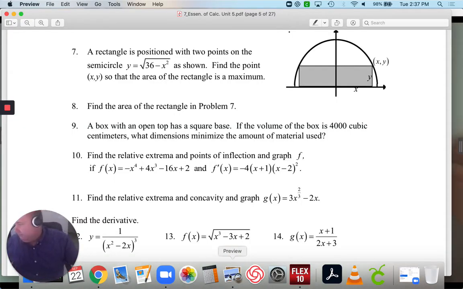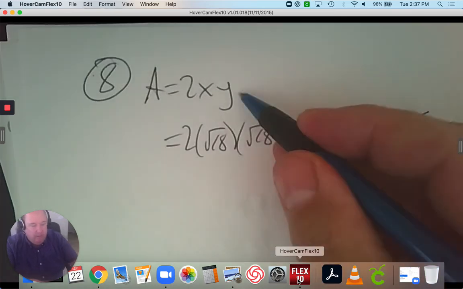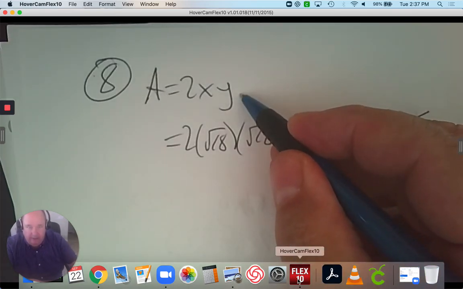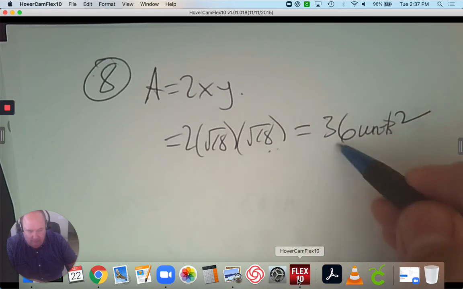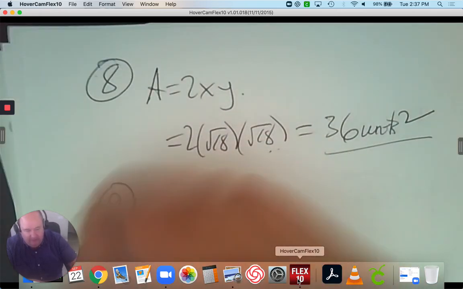Number 8. Find the area of the rectangle in problem 7. All right. Well, we had the formula for area, and we have what x and y is, and then you just put it all together. So that was the area, 2xy. X and y are both root 18. Put it together and you have your answer. Number 9.